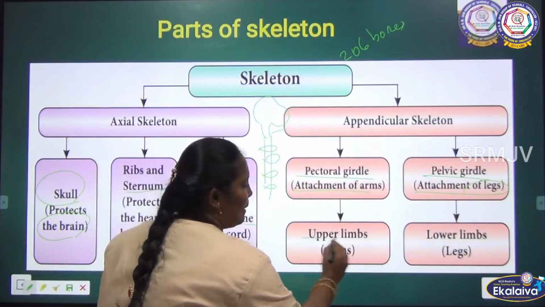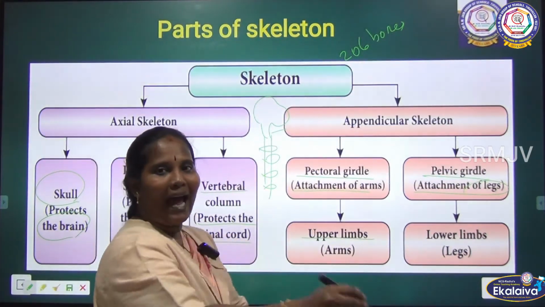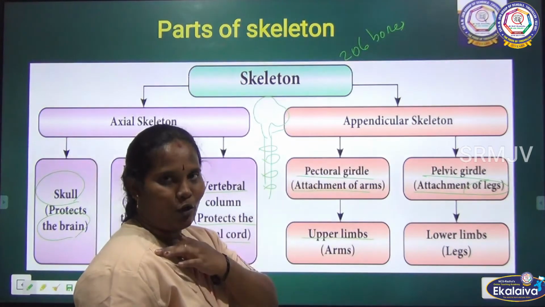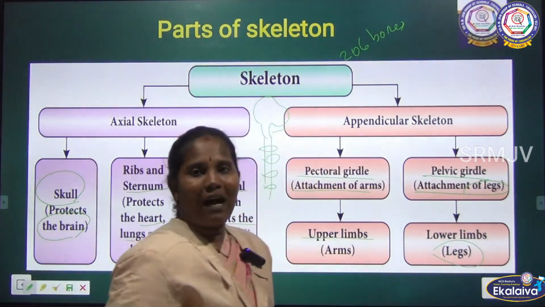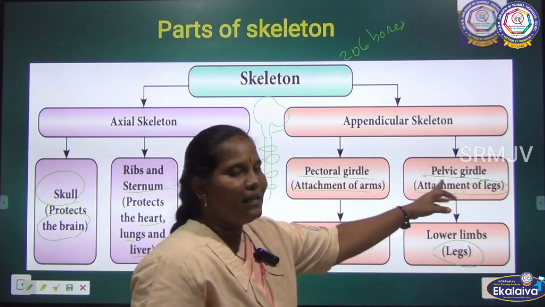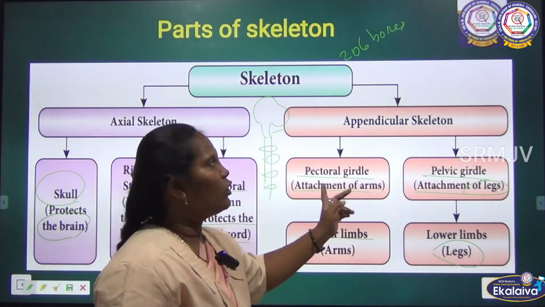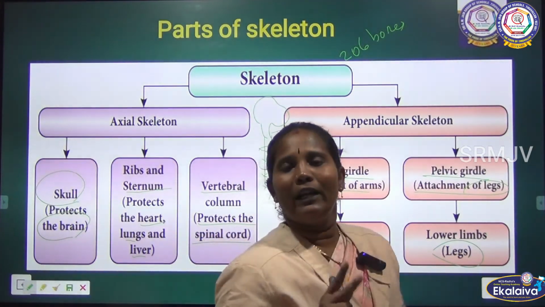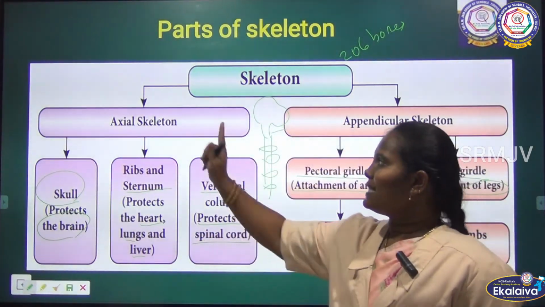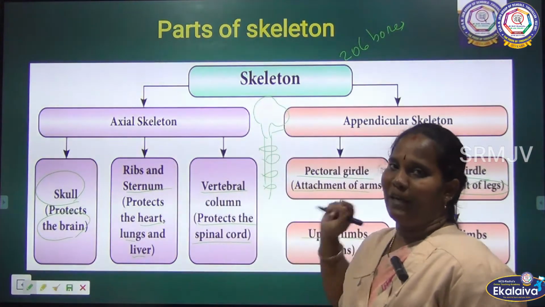Clear? The upper limb, our hand, is attached to the pectoral girdle. The lower limb, our leg, is attached to the pelvic girdle. These two are called the appendicular skeletal system. So these are the two types of skeletal system: one is the axial, and the other is the appendicular.